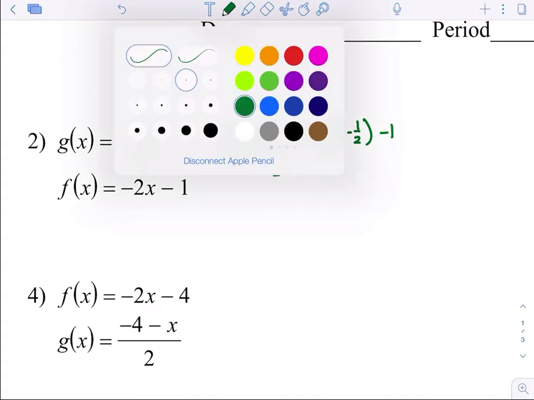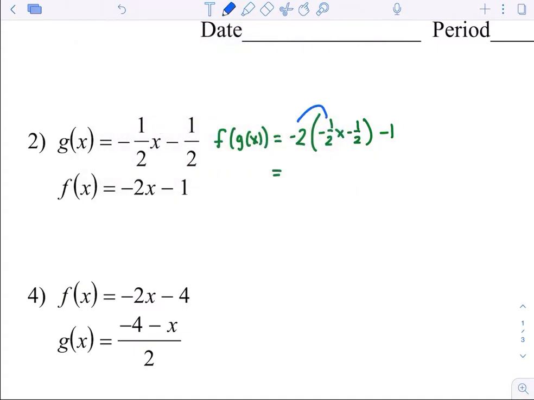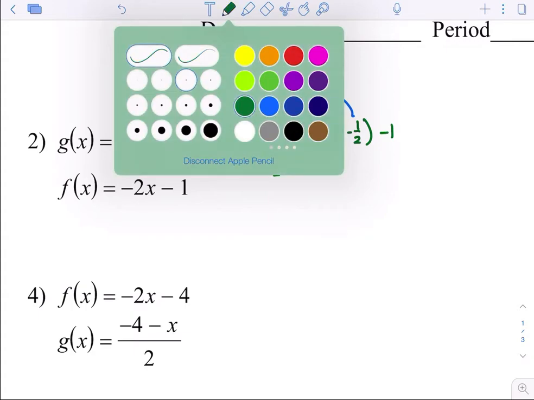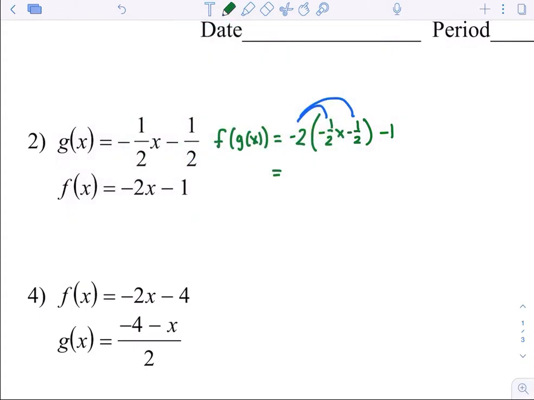So we're going to distribute. -2 times -1/2 is 1, so just x. -2 times -1/2 is just +1, -1. So that's x. Now I should just go ahead and test to see if g of f of x works.